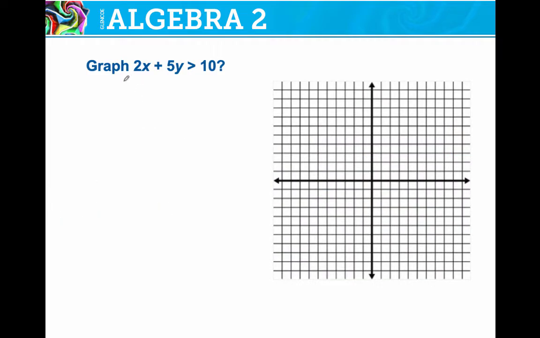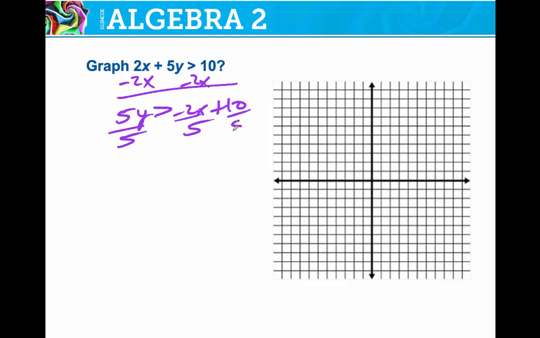Let's try another one. So we said solve for y. I did not divide by a negative. I do not have to flip the sign. I plot my y-intercept of 2. I apply the slope of negative 2/5. Since the slope is negative, I think about it going this direction. So I know I'm going to go down 2, right 5, down 2, right 5, up 2, left 5, up 2, left 5. And I know I have a dotted line because of this.